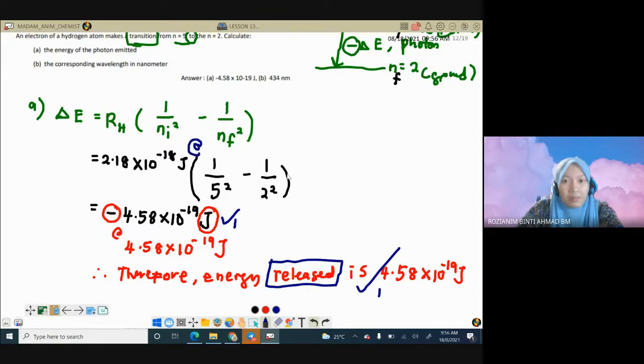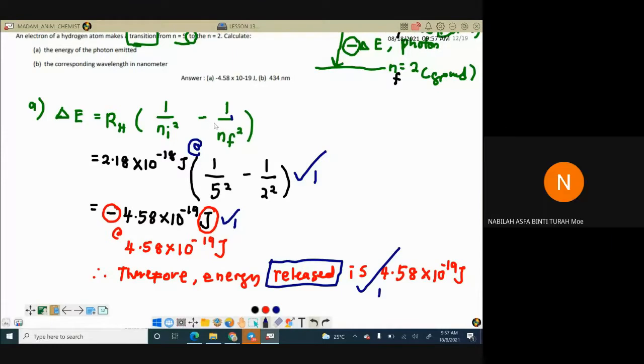Maybe marking dia adalah dekat sini. Substitution. Tetapi if you have a problem in substitution, katakanlah you masuk initial kita 2, final kita 5, you probability akan dapat markah formula. Sebab tu saya kata better tulis formula. Dapat? Faham ya?